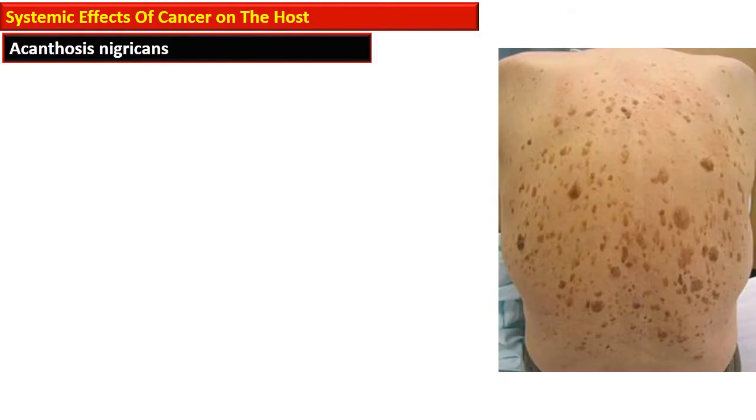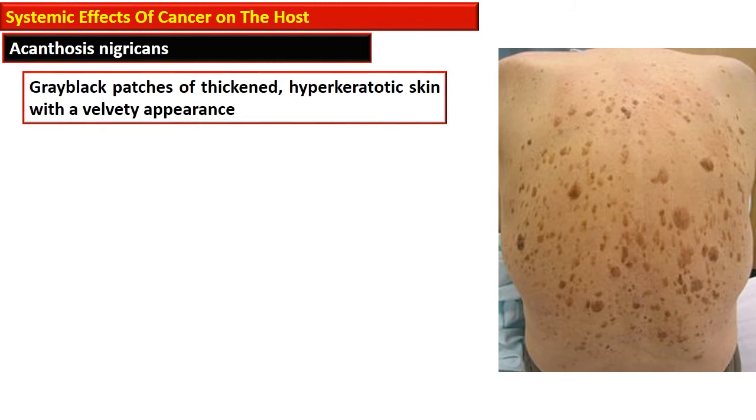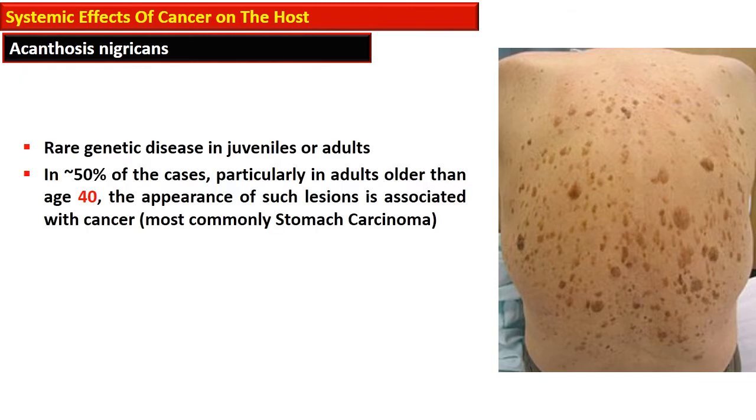Another manifestation is acanthosis nigricans, which are gray-black patches of thickened, hyperkeratotic skin with a velvety appearance, as we can see in this picture. These acanthosis nigricans are rare genetic diseases in juveniles or adults, but in 50% of the cases, particularly in people over the age of 40, the appearance of such lesions is associated with cancer, most commonly carcinoma of the stomach.